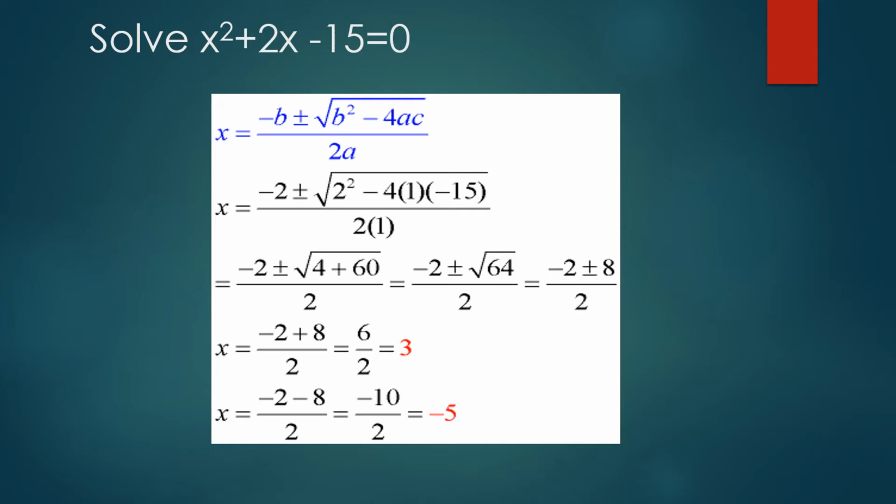The second value is x is equal to minus 2 minus 8 divided by 2, which becomes minus 10 by 2, and the value of x is obtained as minus 5. So the solution to the quadratic equation x square plus 2x minus 15 equal to 0 is x is equal to 3 and x is equal to negative 5. X is having two roots or solutions.